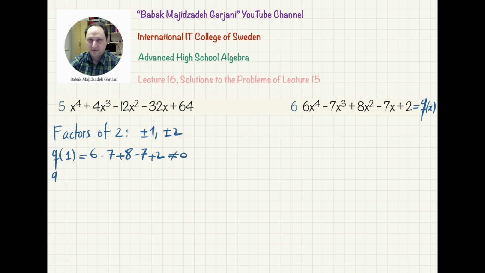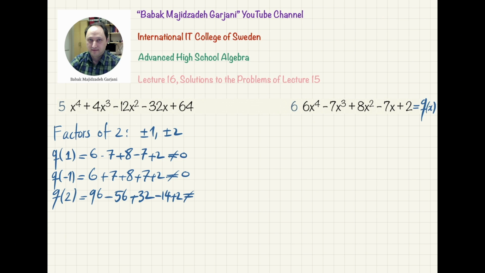I check q of minus 1. It becomes 6 plus 7 plus 8 plus 7 plus 2, which is definitely not 0. I check q of 2. What is q of 2? It is 16 times 6 is 96, minus 8 times 7, 56, and then I will have 32. It's 72 for the time being. And then I have minus 14 plus 2, definitely not 0.